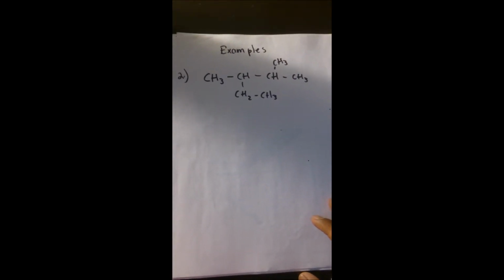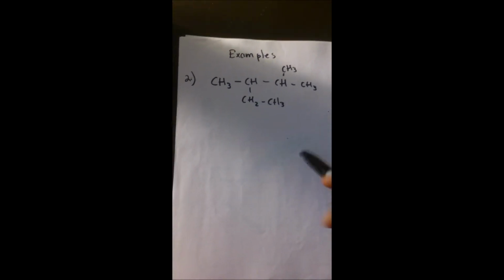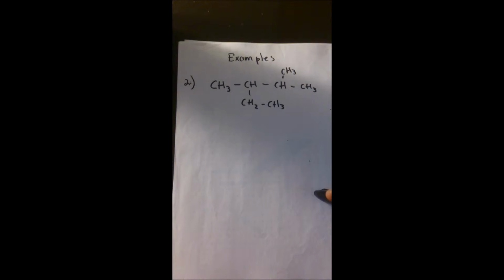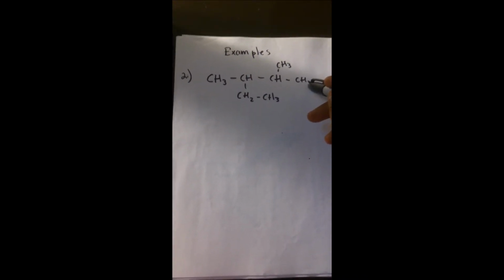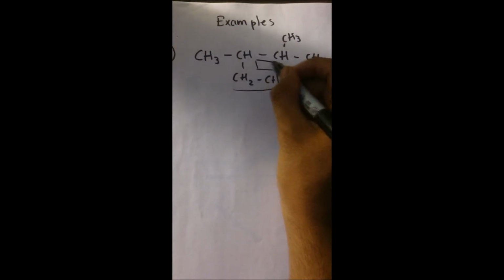So here we are with our second example. This example may be a little tricky, since we'll think that our longest chain will be this one, but we are wrong. If we count carefully, we can identify that this chain is a little bit longer, since we have 1, 2, 3, 4, and 5. We have no branches, and this will work as our longest chain. So the first step is to identify the longest chain, and in this case it will be this one.